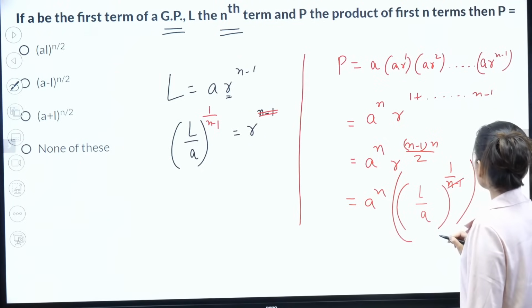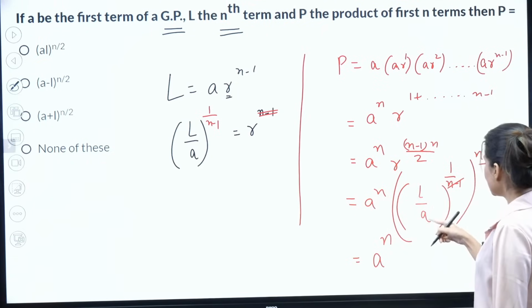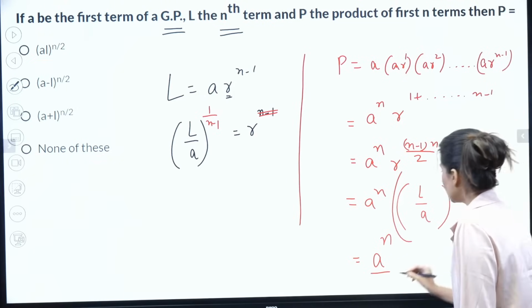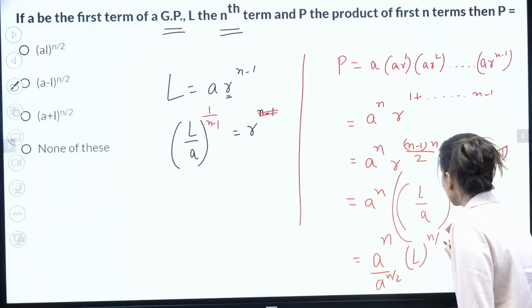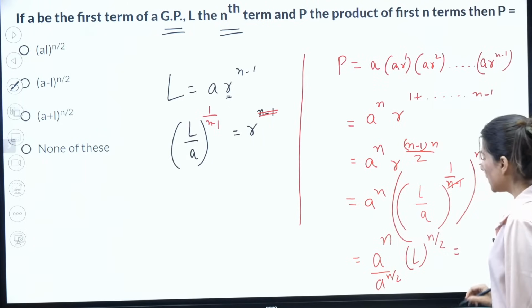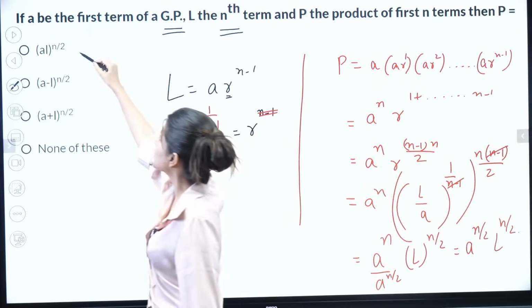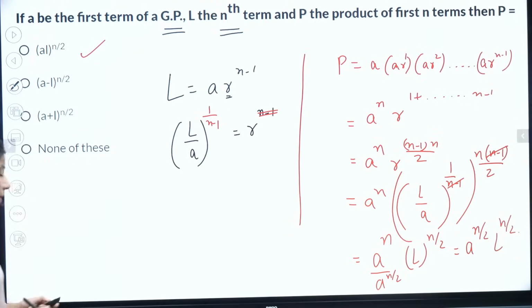n minus 1 cancels. So this is going to be A raised to power n, this L, right? And this is what? n by 2. A raised to power n by 2 and L raised to power also n by 2. So A raised to power n upon A raised to power n by 2 will be A raised to power n by 2, L raised to power n by 2, and this is going to be option A. Okay, all right, yes. But there is a shortcut as well, right?